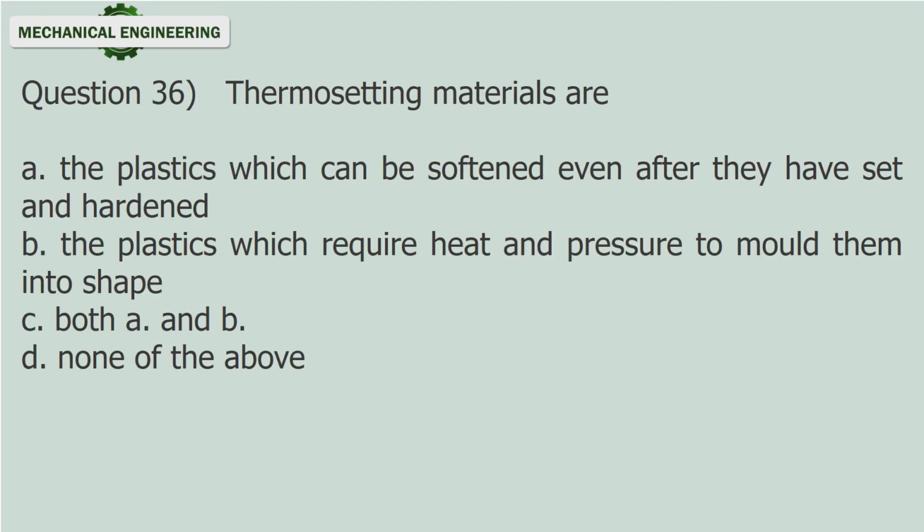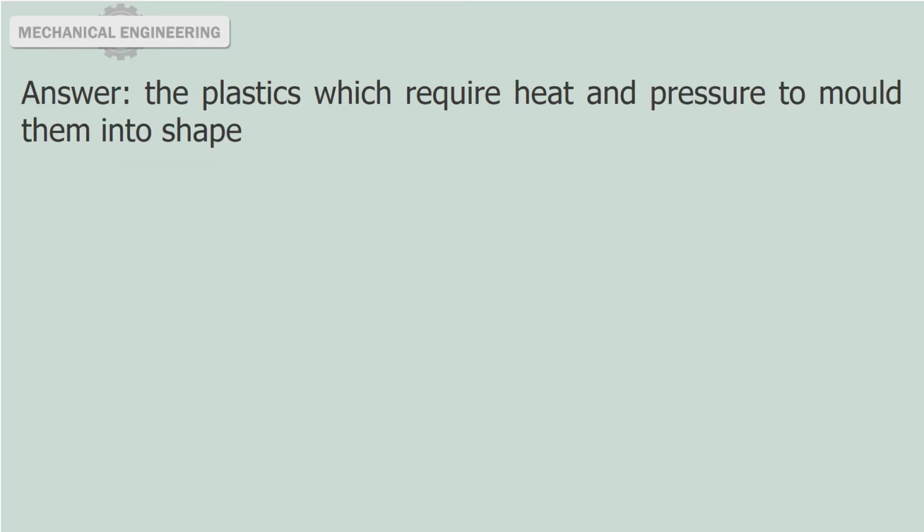Question 36. Thermosetting materials are A. The plastics which can be softened even after they have set and hardened. B. The plastics which require heat and pressure to mold them into shape. C. Both A and B. D. None of the above. Answer: the plastics which require heat and pressure to mold them into shape.